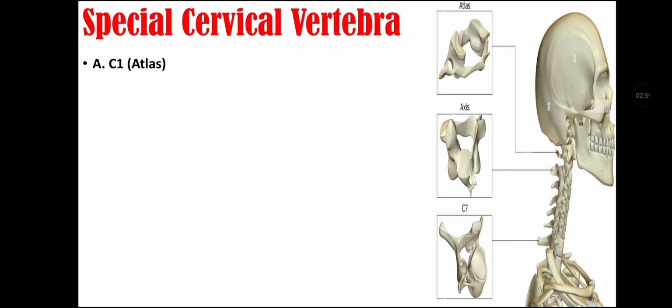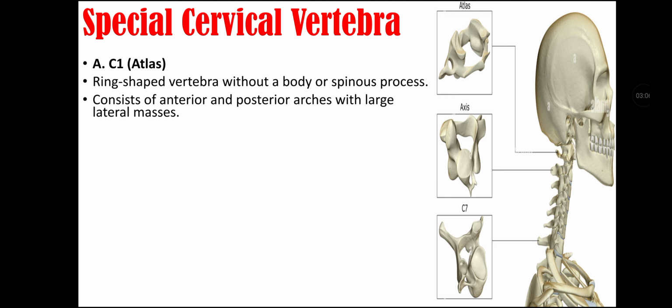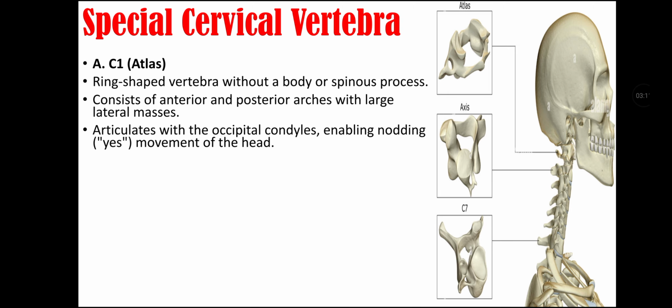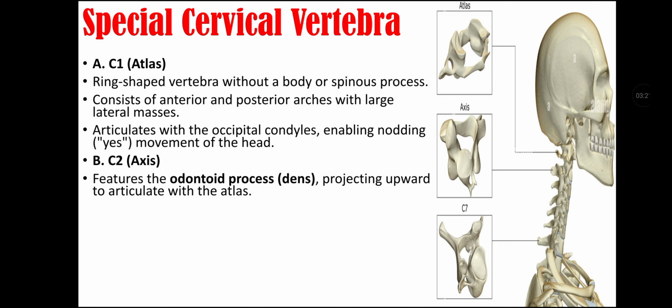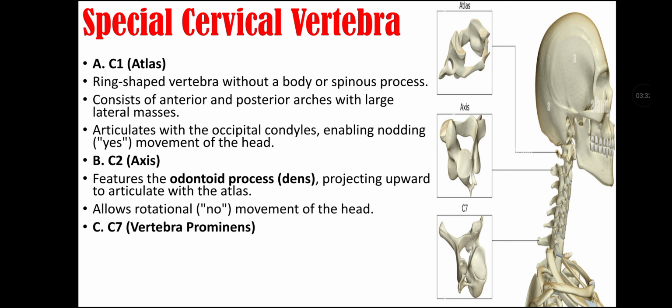Special cervical vertebra. First is C1 that is called as atlas. It is ring-shaped vertebra without a body or spinous process. It consists of anterior and posterior arches with large lateral masses. It articulates with the occipital condyles, thus enabling nodding movement of the head. Second special cervical vertebra is C2 that is also called as axis. It features the odontoid process that is also called as dens that projects upward to articulate with atlas. It allows rotational movements or no movements of the head.